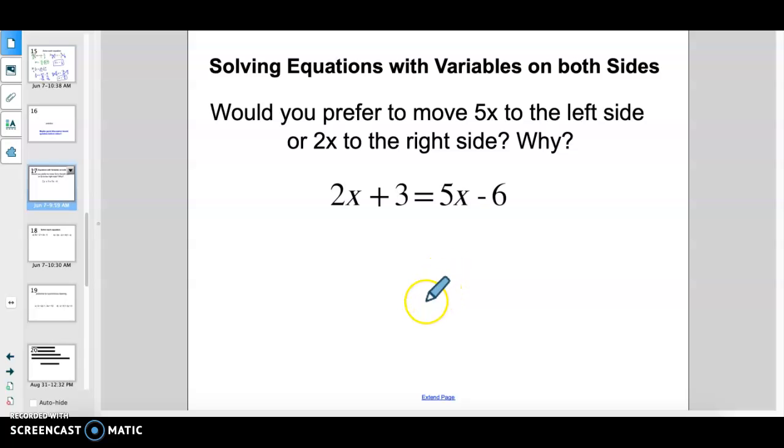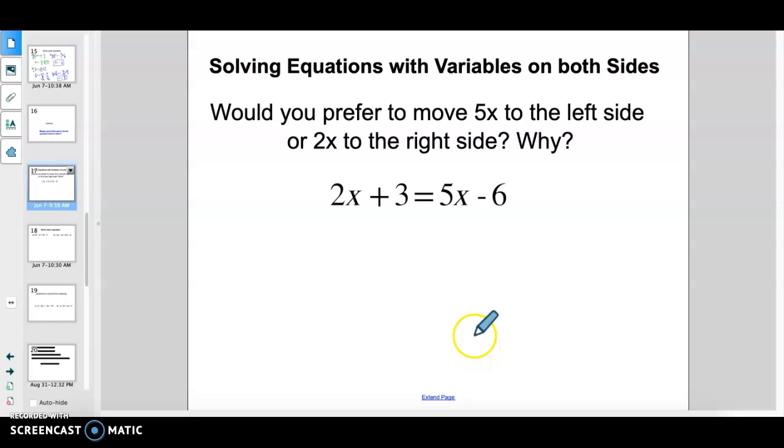The final type of equation we're going to look at this week is solving equations with variables on both sides. So in the discussion board, we posed this question. Would you prefer to move 5x to the left side or 2x to the right side? And why? I'm excited to read your answers.